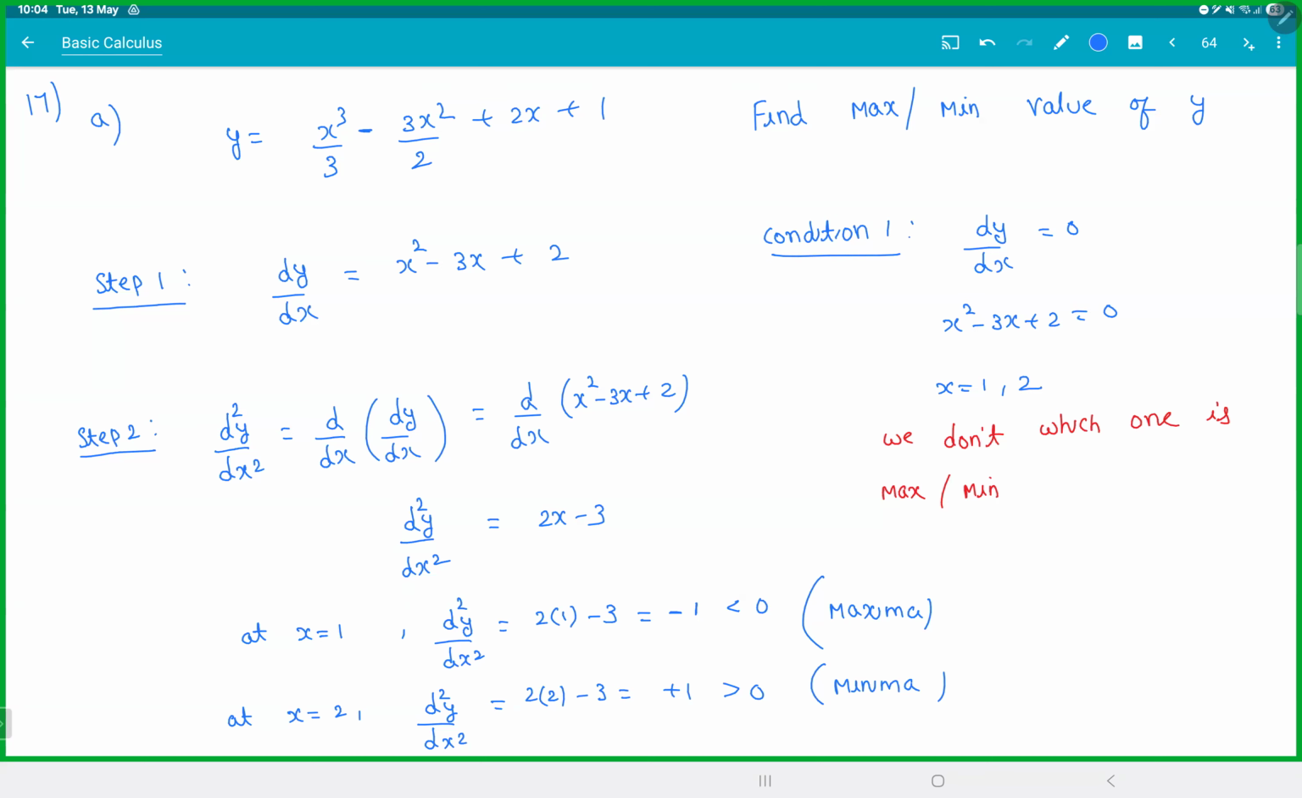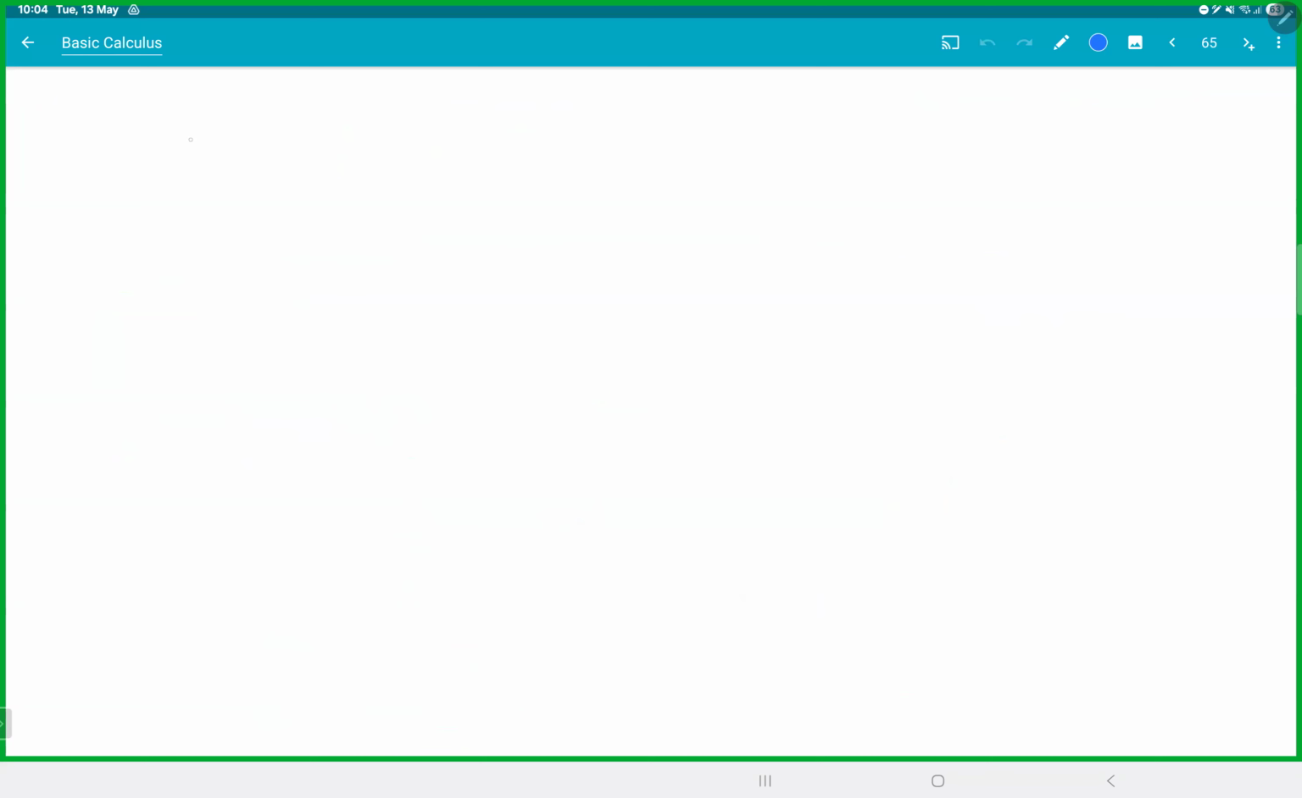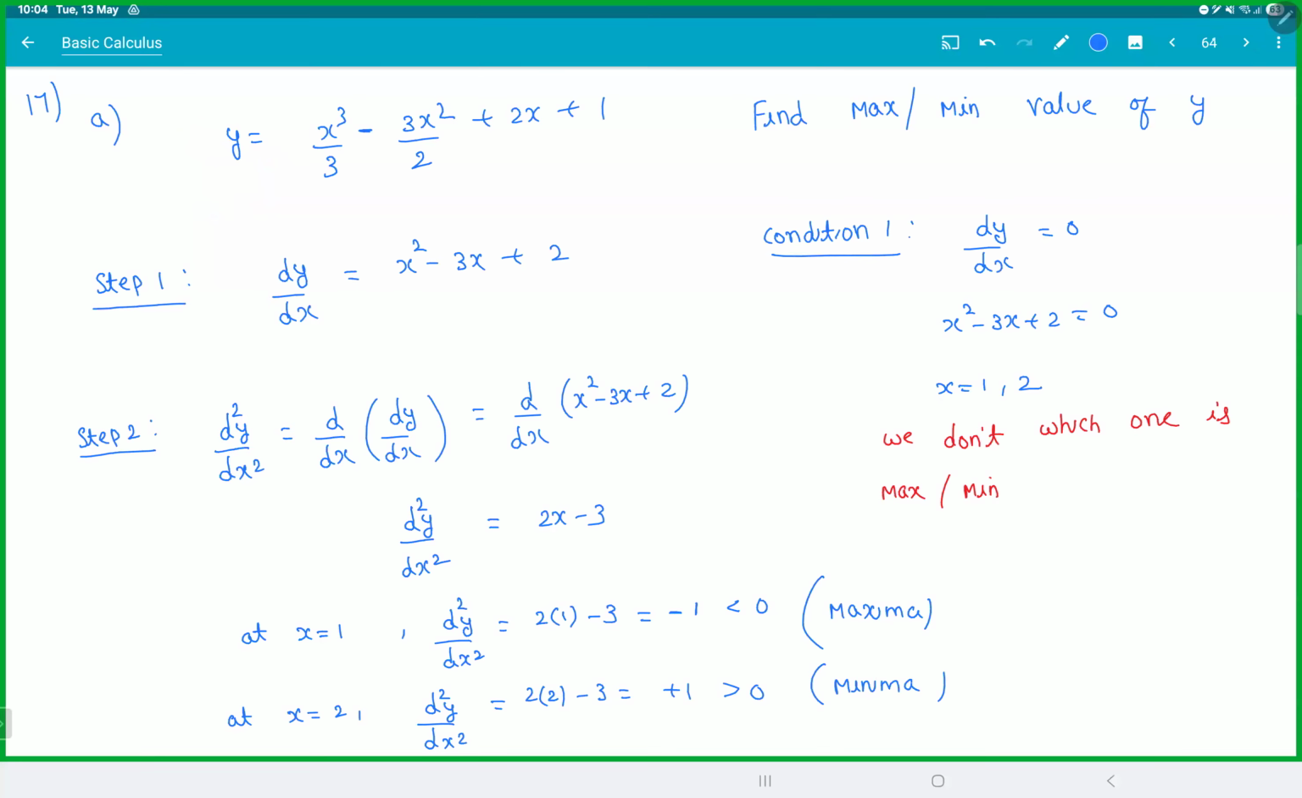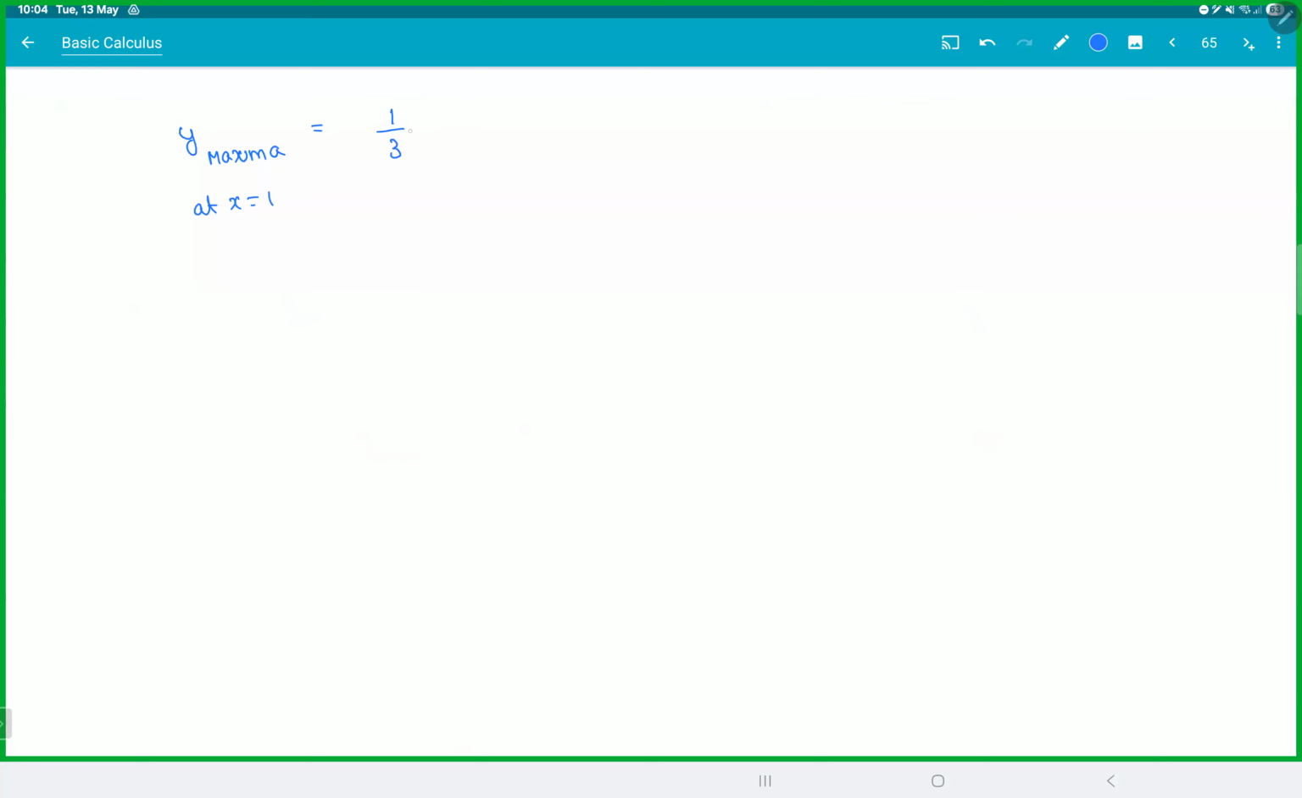Clear with this? So you will get the y maximum when x is equal to 1. So substitute there. So what is the function? 1 cube by 3 minus 3 into 1 by 2 plus 2 into 1 plus 1. How much is this? 3 by 2 plus 1 by 3. This is 11 by 6.